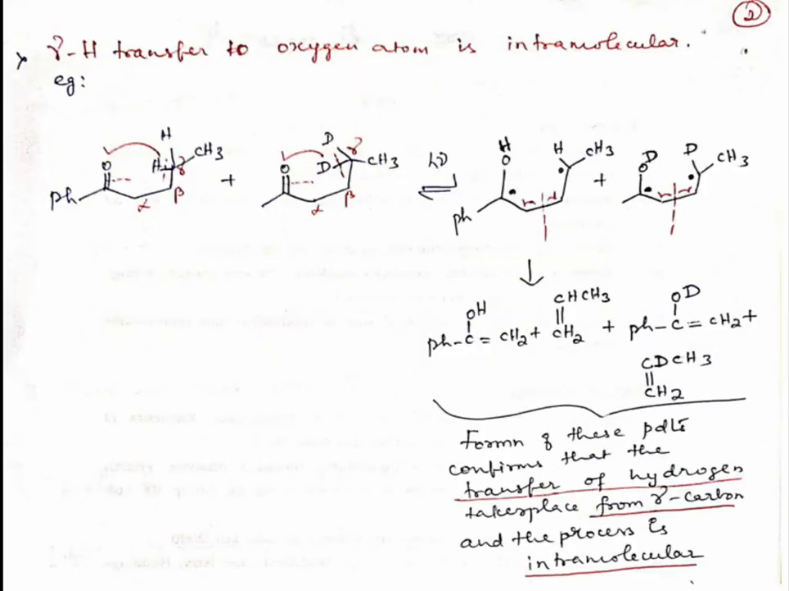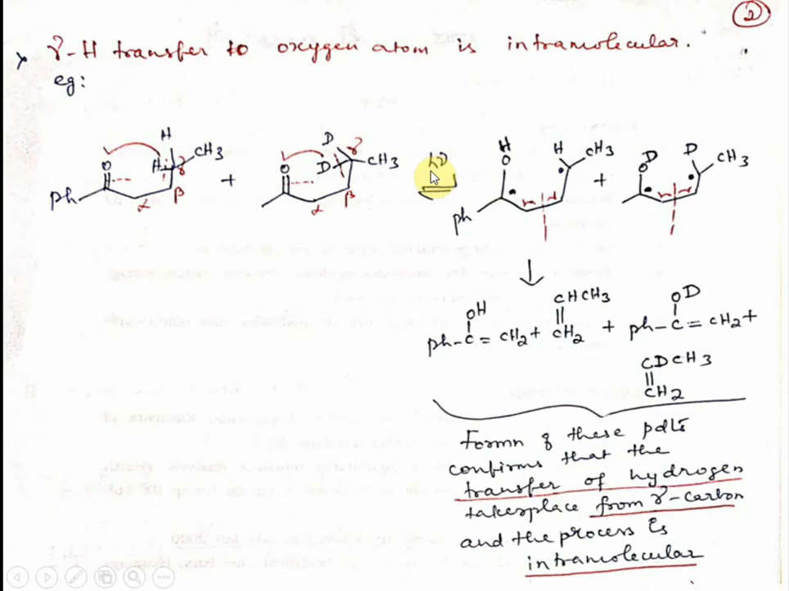Now, what is the proof that gamma hydrogen transfer to oxygen atom is intramolecular? For this, we are taking an example. We are taking a ketone that possesses gamma hydrogen, and for the same substrate, we are replacing the hydrogen with deuterium. So we are taking a normal ketone and a deuterated ketone. Both are the same ketone, just a hydrogen is replaced by deuterium. These two substrates are subjected to Norrish Type II reaction in presence of light.